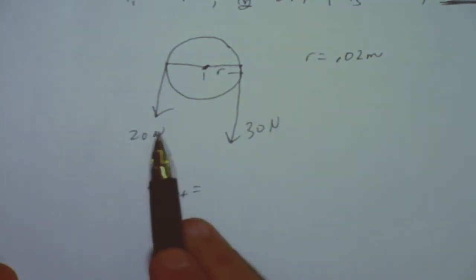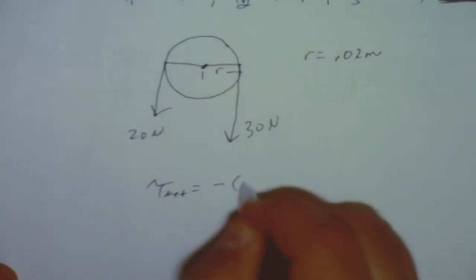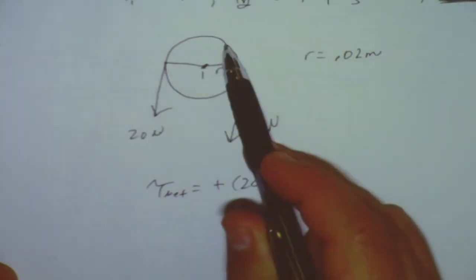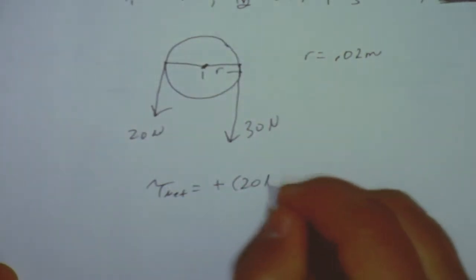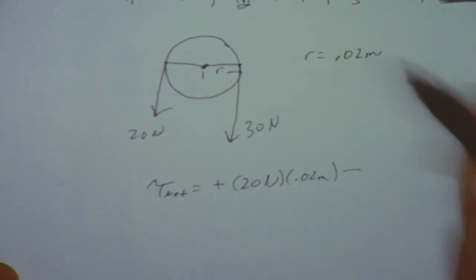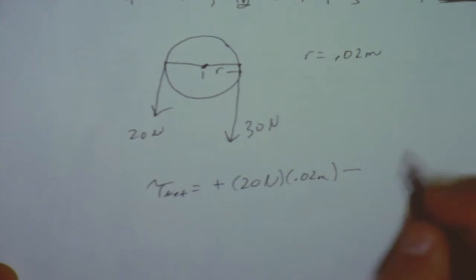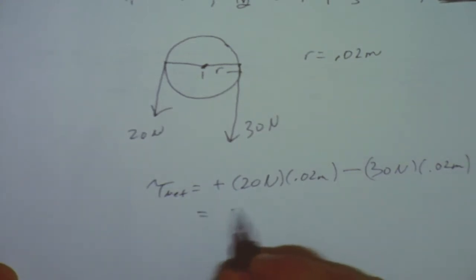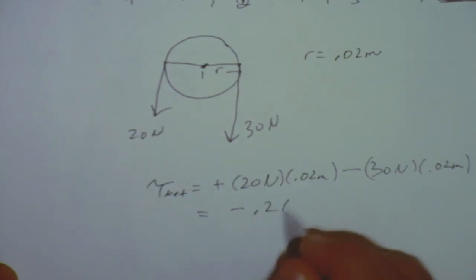This would be 20 newtons. Don't forget the sign: it's positive, because it's making it rotate in the positive direction. And then subtract the other one because this makes it go clockwise. And then same distance, 0.02. So negative 0.2 it looks like, newton meters.